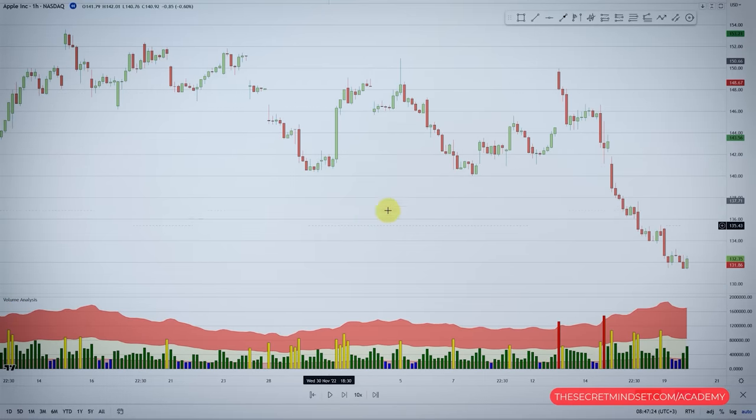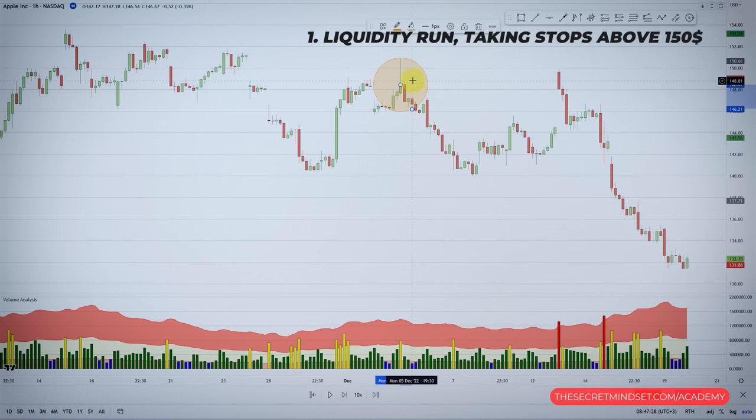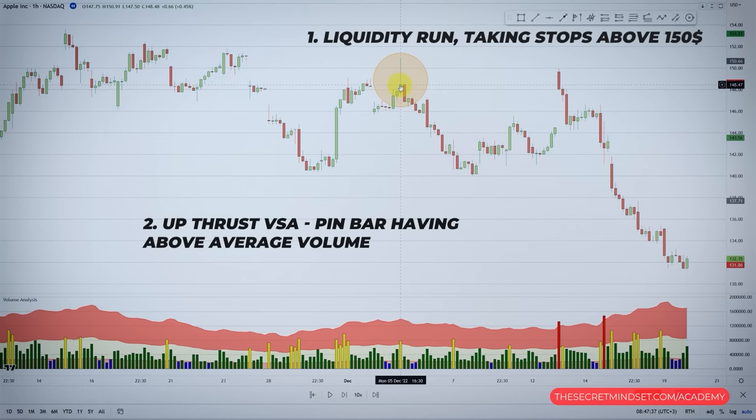Here's Apple, with the main psychological levels added. I see an obvious liquidity run, taking stops above the price of 150 and trapping long traders above this level. And look at the candle which broke above the level. It's an up thrust VSA pattern. A pin bar having above average volume. The spread of the up thrust is low, while the volume is relatively high. So there is more supply than demand, a sign that price could fall in the near future.